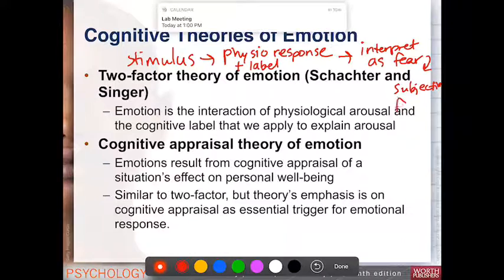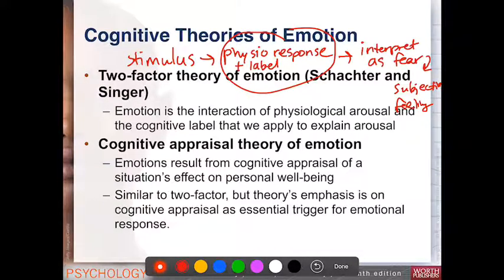And so this is what the important part of the two-factor theory is, the fact that it is both the physiological response and the label that we place onto it that is going to then trigger this interpretation. So I'll give you guys an example.